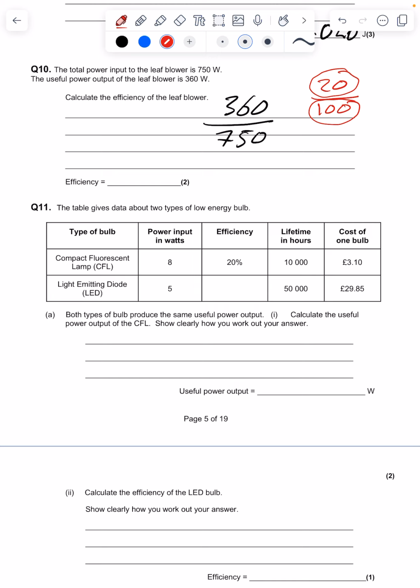Our useful is 360 watts, and our total is 750 watts. When we divide that, it comes out at 0.48 or 48%. Either one is acceptable.